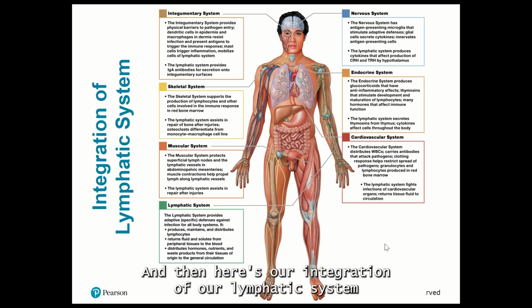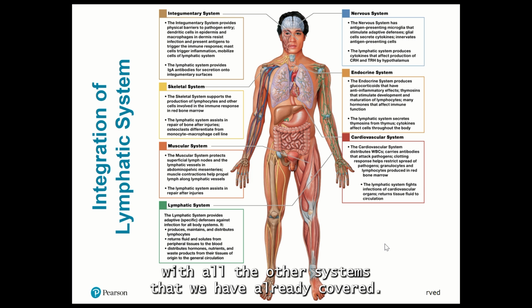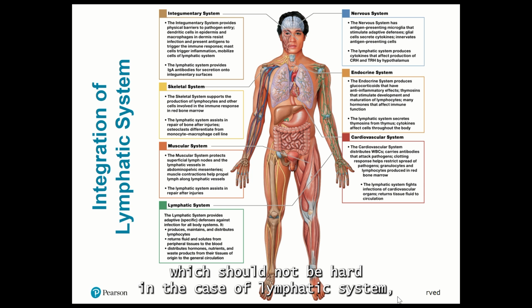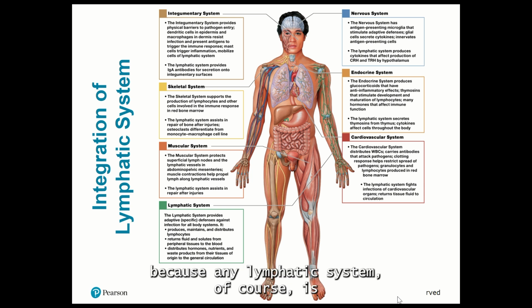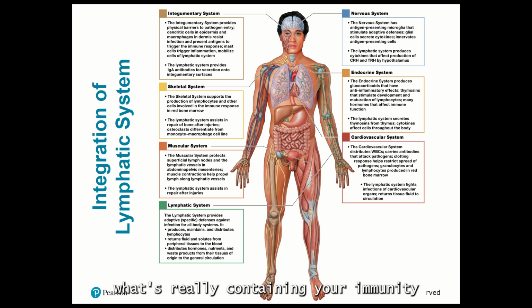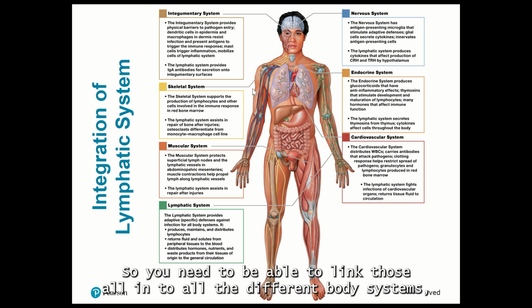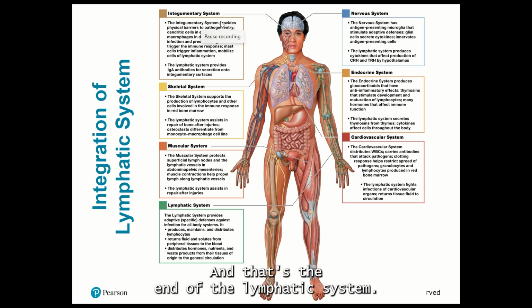And then here's our integration of our lymphatic system with all the other systems that we have already covered. So make sure you can actually make those connections between all the different body systems, which should not be hard in the case of the lymphatic system, because the lymphatic system, of course, is what's really containing your immunity with all those lymph nodes and those white blood cells. So you need to be able to link those all in to all the different body systems. And that's the end of the lymphatic system.